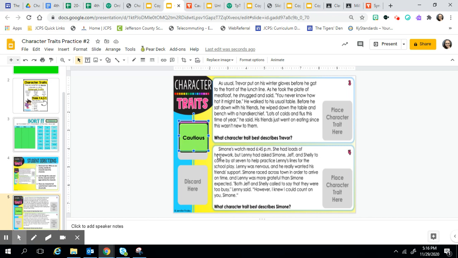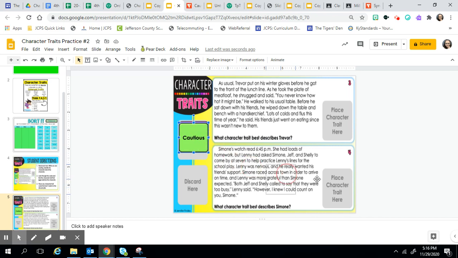Let's move on to the second passage. Simone's watch read 6:45 p.m. She had loads of homework, but Lenny had asked Simone, Jeff, and Shelley to come by at 7 to help practice Lenny's lines for the school play. Lenny was nervous, and he really wanted his friends' support. Simone raced across town in order to arrive on time, and Lenny was more grateful than Simone expected. "Both Jeff and Shelley called to say that they were too busy," Lenny said. "However, I knew I could count on you, Simone." What character trait best describes Simone?